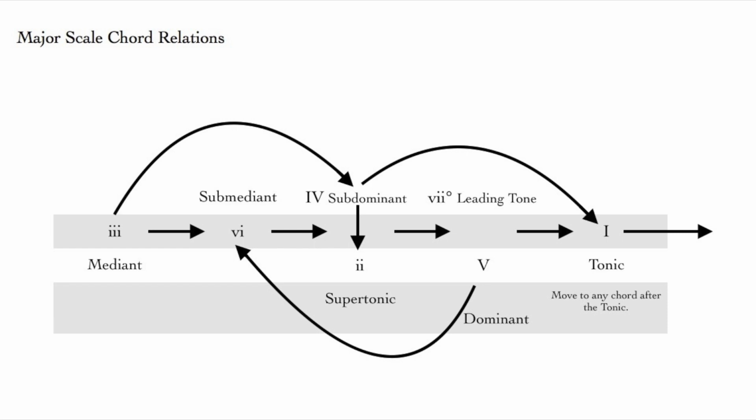So we're always going home. We're leaving home. We're making longer trips from home. Sometimes we're making shorter trips from home. That might be going from the tonic to the dominant, which is our fifth there, and just straight back home to one. That happens sometimes.